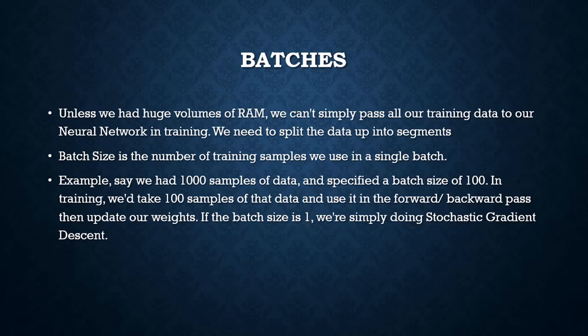If the batch size is 1, I hope you remember, stochastic gradient descent usually uses only one single input. If the batch size is 1, we are simply doing stochastic gradient descent, which means using the stochastic gradient algorithm we are doing back propagation. This is what we call batches. I hope it's very clear. Next, we move on to the next one.